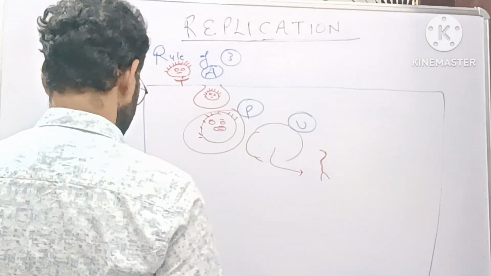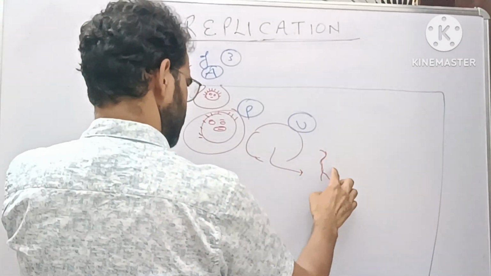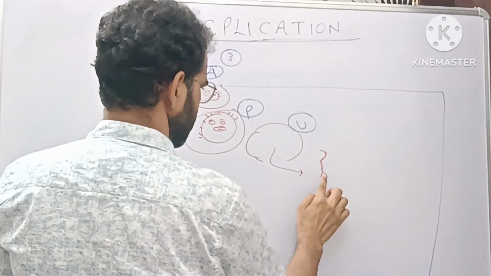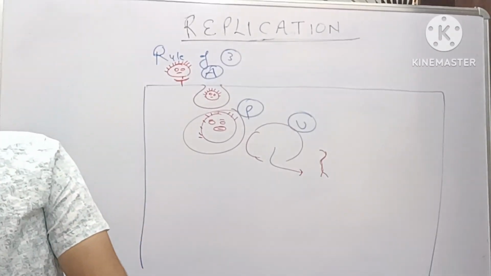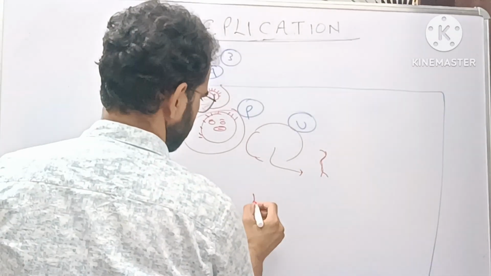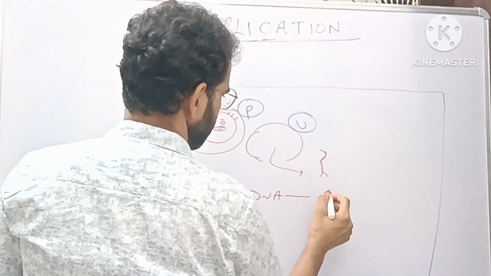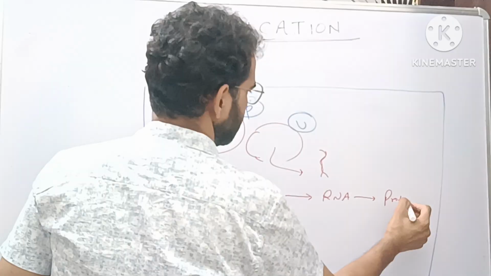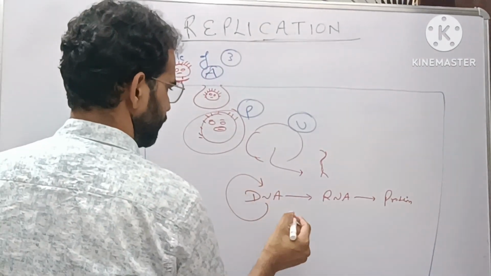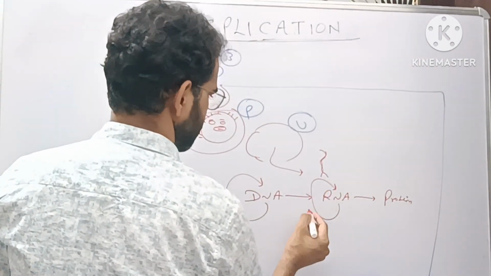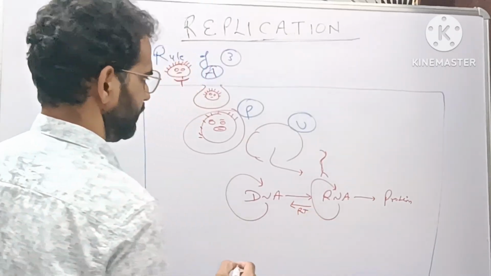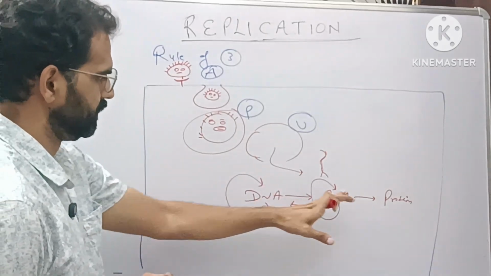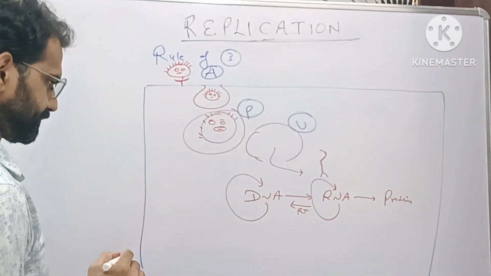Once it is released inside the cytoplasm, this is the genetic material. It undergoes, if it is DNA, then it becomes RNA, then protein, and replication of DNA, or RNA multiplies itself, or it may reverse transcribe. So these are the steps of the central dogma.